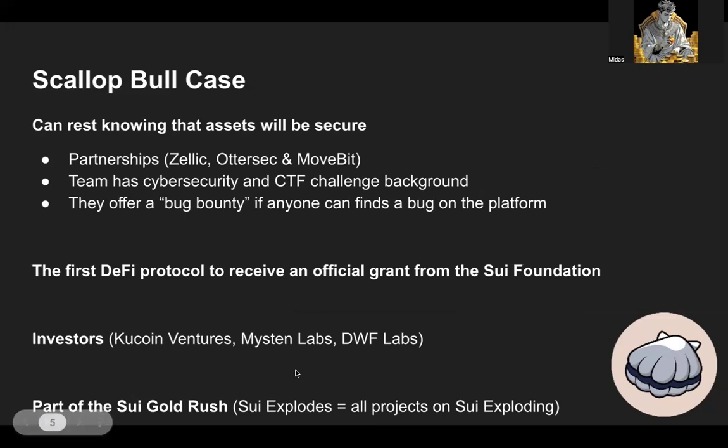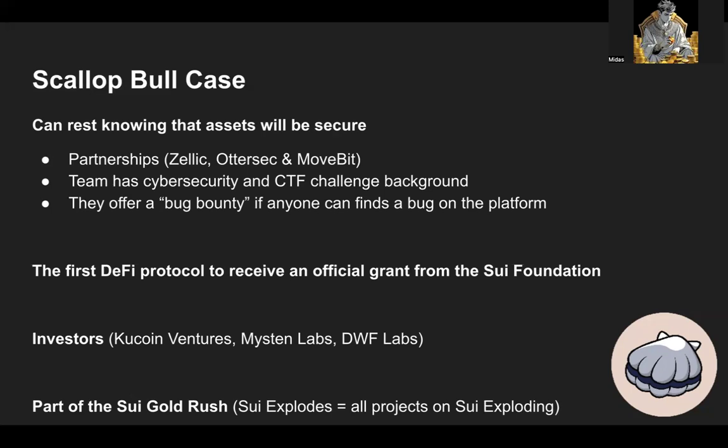You can also rest assured that your assets will be secured. They have many partnerships with Web3 companies that are focused on cybersecurity and making sure that assets are secure on DeFi projects. The team also has a cybersecurity and CTF challenge background. They also offer a bug bounty, so if anyone finds a bug on the platform, they'll reward them with a certain amount of dollars, depending on how severe that bug is. They're also the first DeFi protocol to receive an official grant from the Sui Foundation.